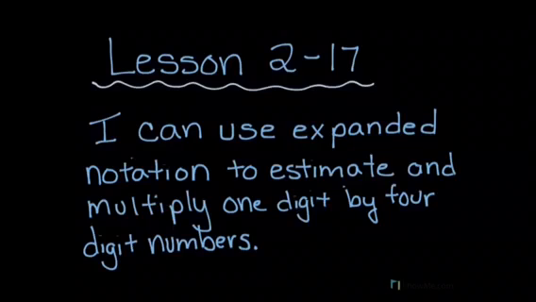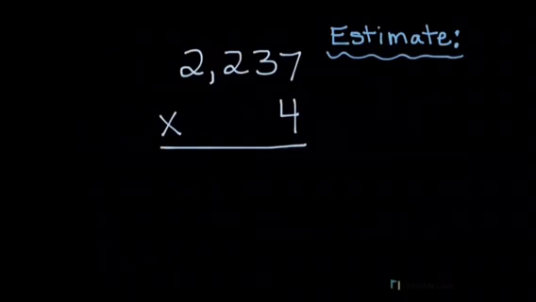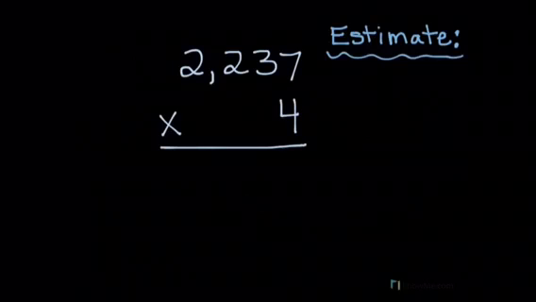Lesson 2-17. I can use expanded notation to estimate and multiply one-digit by four-digit numbers. Alright, so in our first example, we have 2,237 times 4.